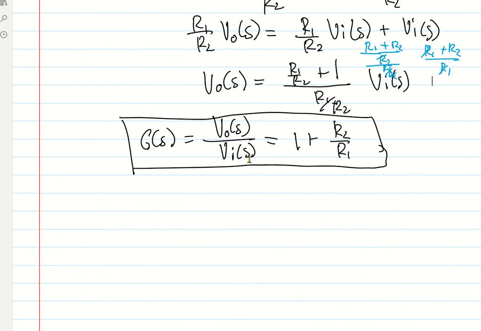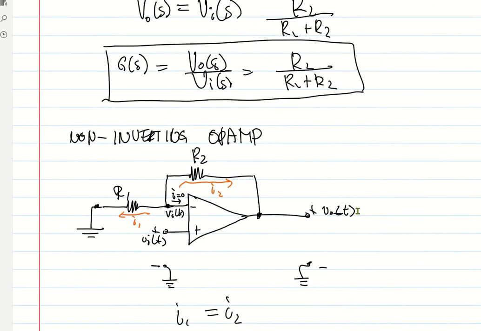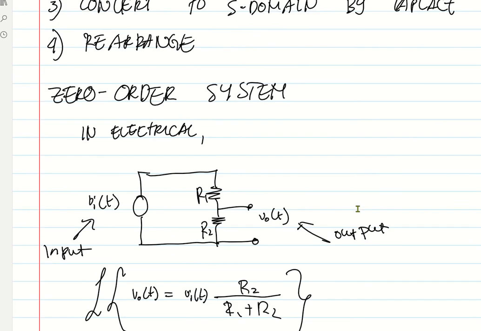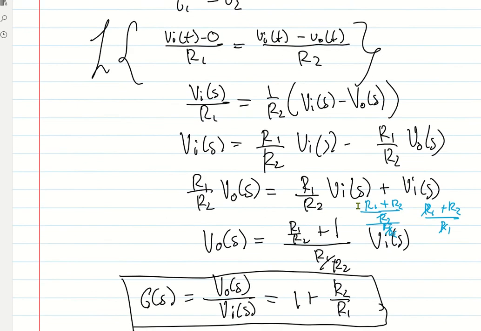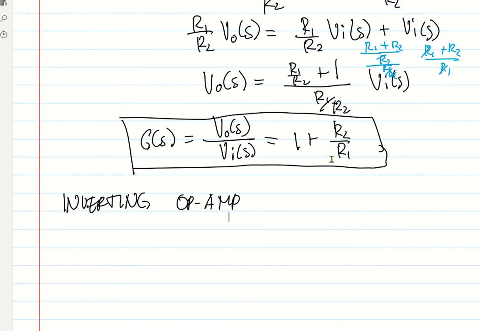For an inverting op-amp, take note, these are zero order because the outputs are just constants. The transfer functions are just constant.